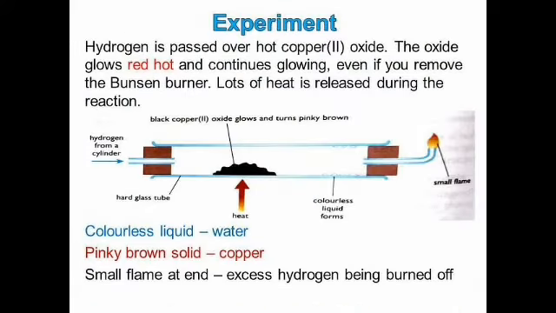Hydrogen is passed over hot copper oxide. The oxide glows red hot and continues glowing even if you remove the Bunsen burner. A lot of heat is released during the reaction. The black copper oxide changes into a reddish brown material which is found to be copper. Copper oxide has lost oxygen to form copper, whereas hydrogen has gained oxygen to form water. We say that copper oxide has been reduced to copper, whereas hydrogen has been oxidized to water.